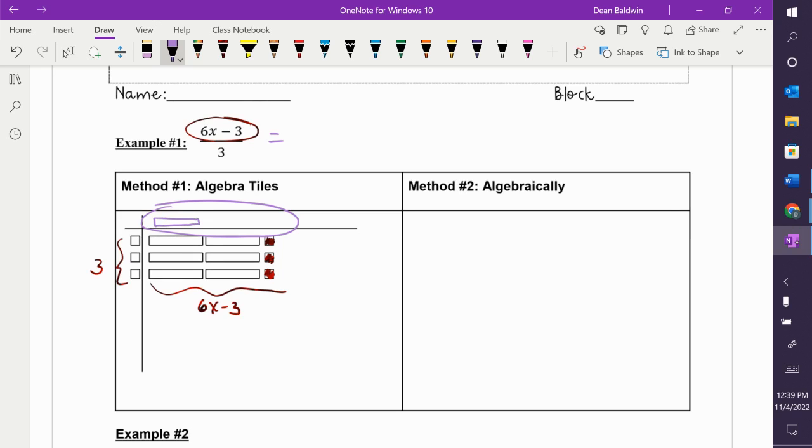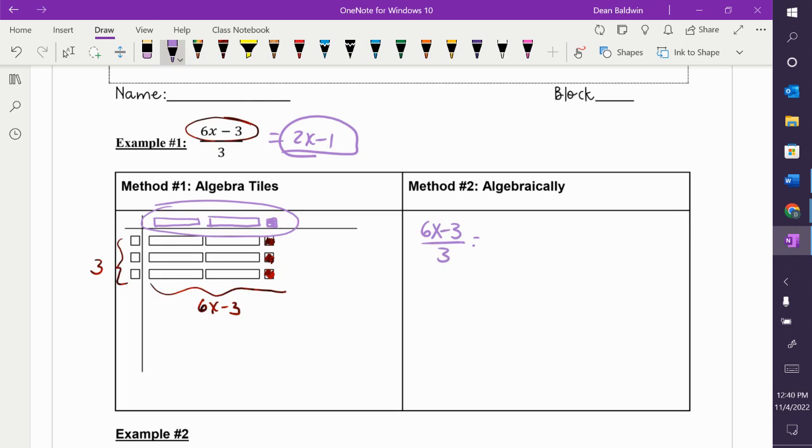And that'll give me the 3. And then I'm going to put another rectangle beside it. And then what am I putting here? A little tiny shaded square, because that times that will give me these shaded squares. So what is my answer? 2x minus 1. All right. So that's the algebra tile way to do it. Most people don't do it that way. This is how most people do it.